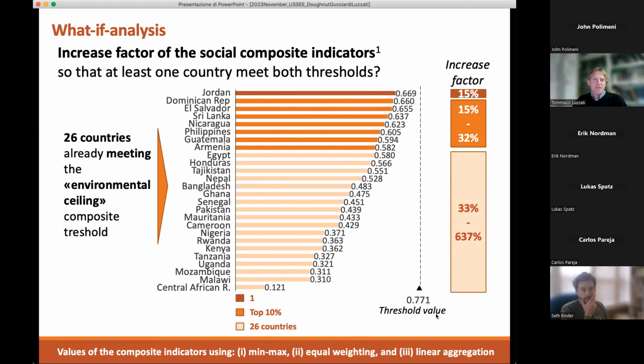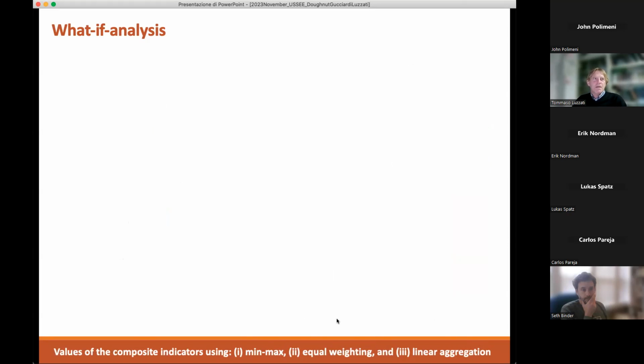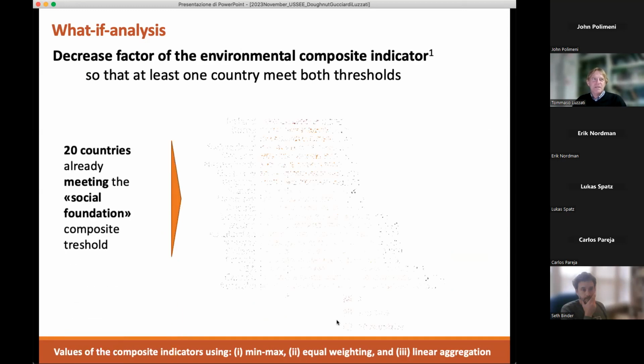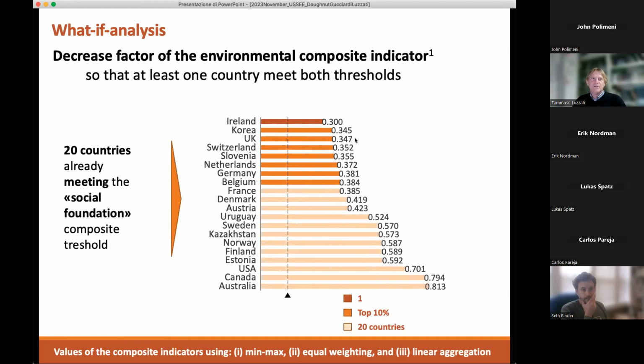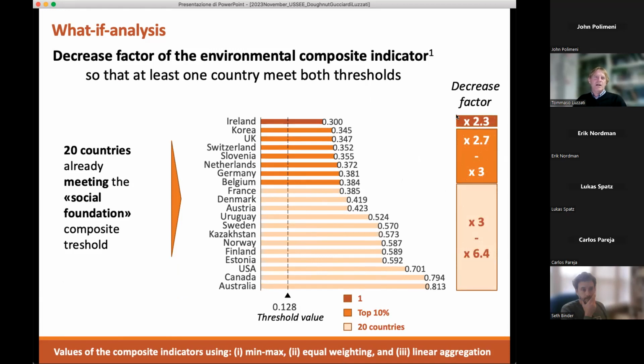And so you can see that in many cases, even for the top 26 countries, you have to increase the social composite a lot. And we did something similar for the 20 countries. In this case, we ask how much we should decrease to avoid the overshooting. And we have also in these cases rather big decrease factors.